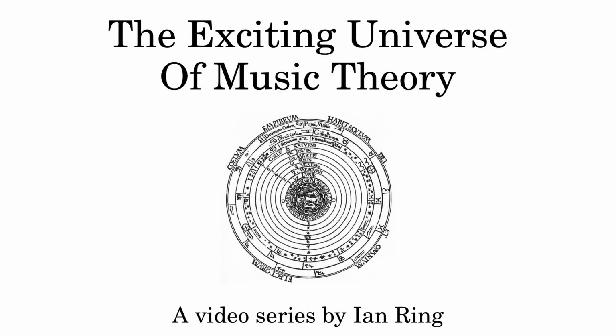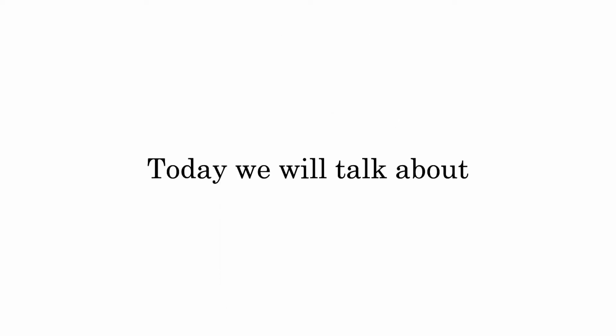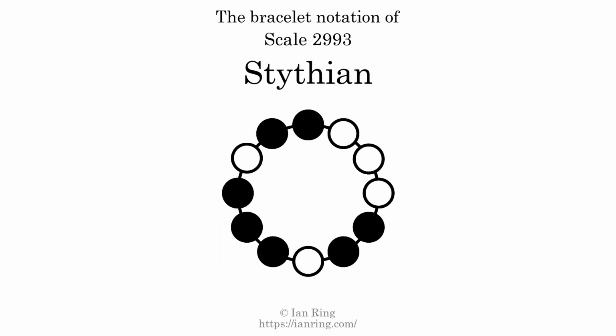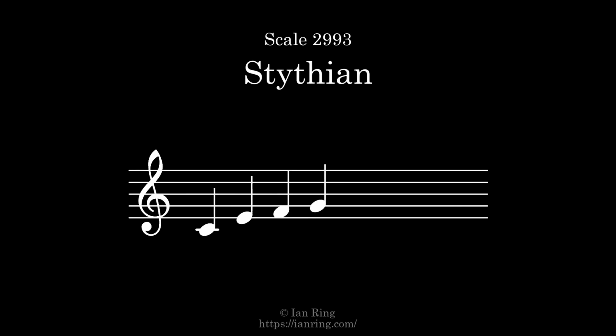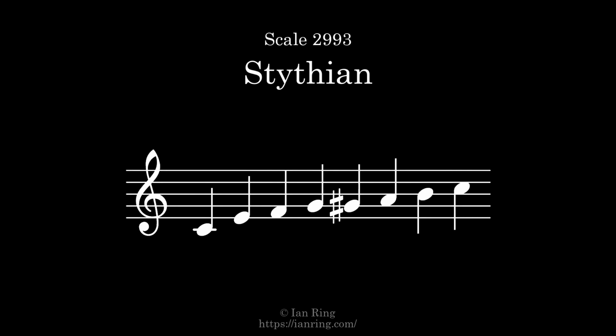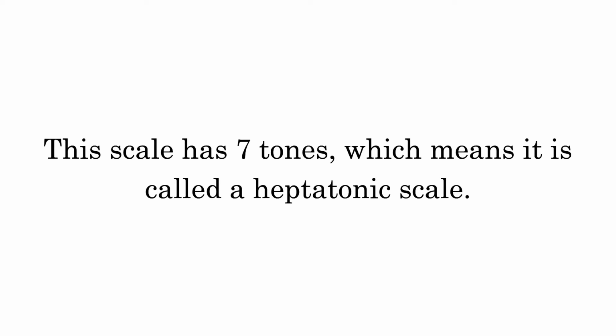Welcome to the exciting universe of music theory. Are you ready to learn? Then let's begin. Today we will talk about Scale 2993, Stythian, which sounds like this. This scale has 7 tones, which means it is called a heptatonic scale.